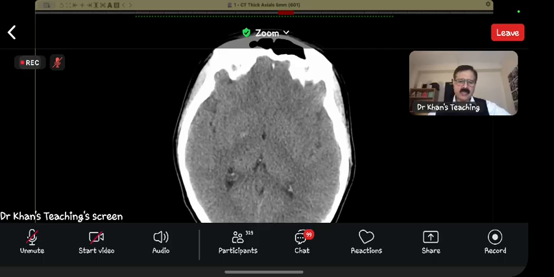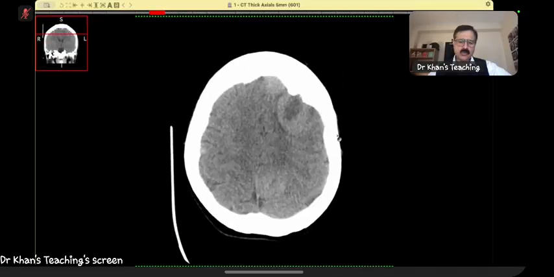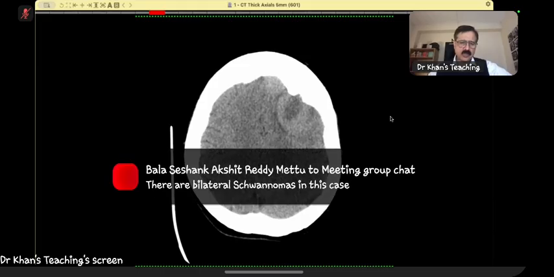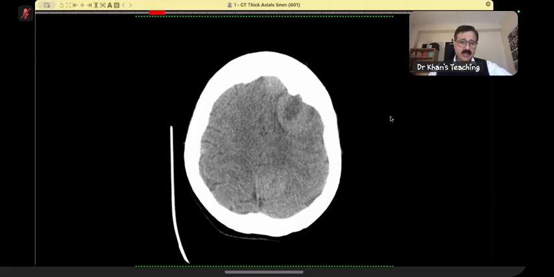By the way, the definition of NF2 is: if a patient has bilateral acoustic schwannoma, criteria met, end of story. Or if a patient has unilateral acoustic schwannoma with positive family history, then the criteria is met. Or, with positive family history or unilateral acoustic schwannoma, if the patient has multiple meningiomas and ependymomas. So family history is something which you have to remember.